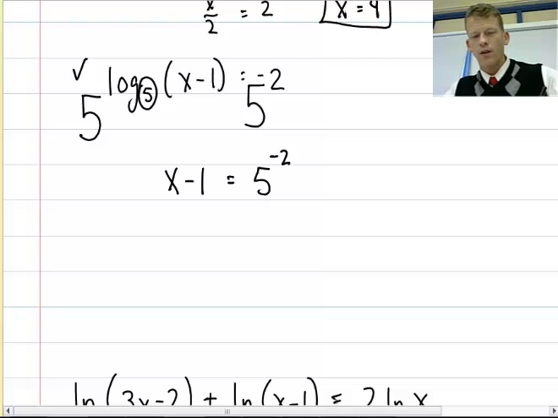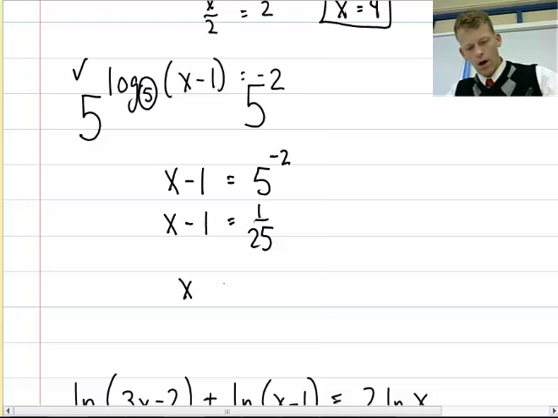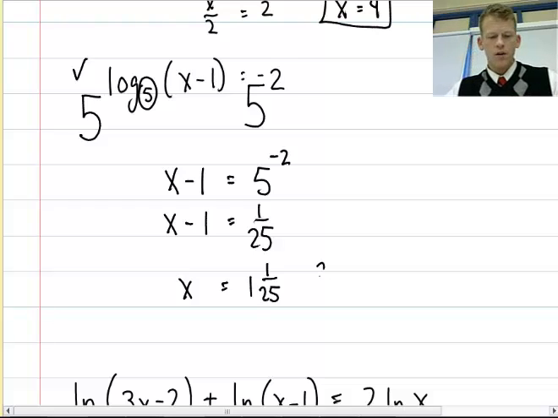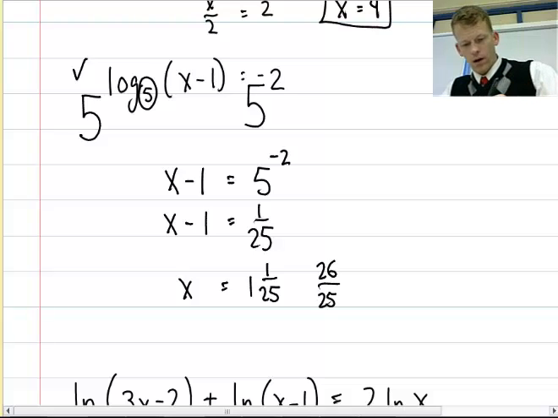Now 5 to the negative 2nd power is, you've got to be careful with this, it's not 25, it's 1 over 25. And then my x value is going to equal 1 and 1/25, because I'm going to add 1 to both sides, or some people would call this 26 over 25.